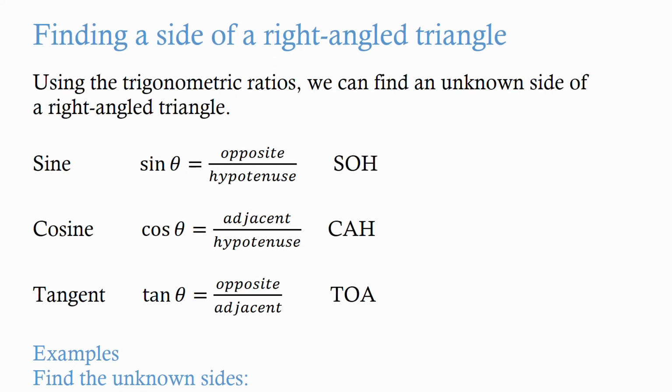In this video, we're focusing on finding a side of a right-angled triangle. Using the trigonometric ratios, we can find an unknown side of a right-angled triangle. Remember, your ratios are sine theta equals opposite over hypotenuse, cos theta equals adjacent over hypotenuse, and tan theta equals opposite over adjacent. How we remember that is SOHCAHTOA.